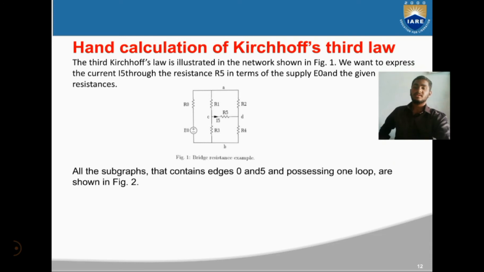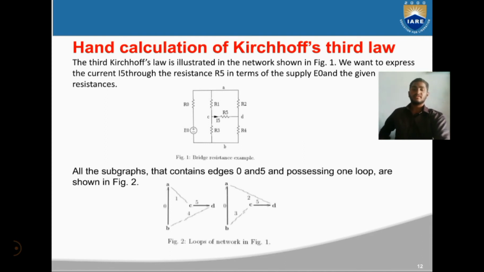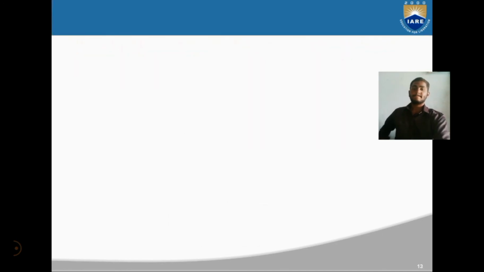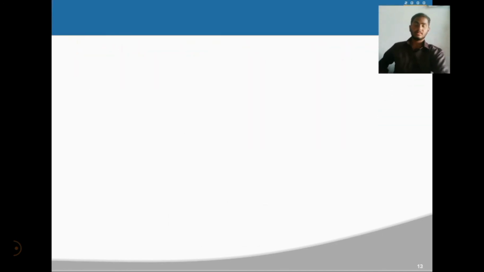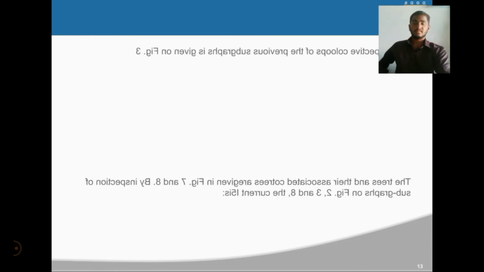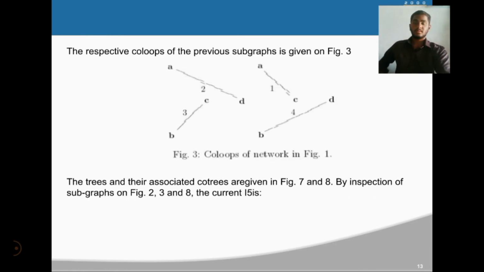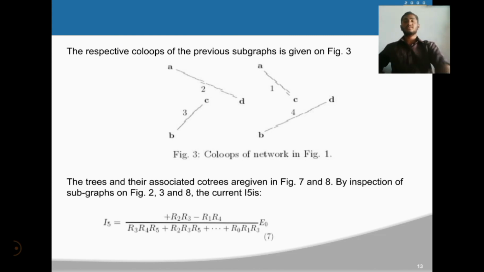All the subgraphs that contain edges 0 and phi and possess one loop are shown in figure 2. And this is the figure 2 loops of network. The respective co-loops of the previous subgraphs are given in figure 3. The trees and their associated co-trees are given in figures 7 and 8.